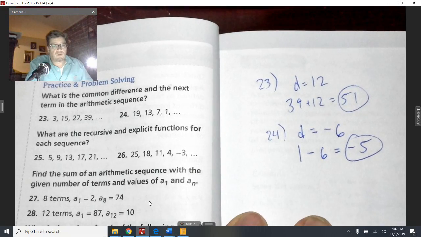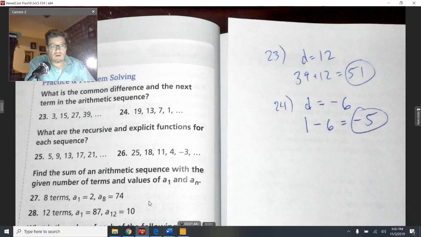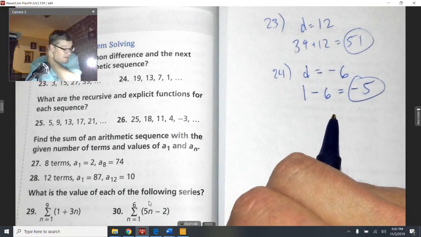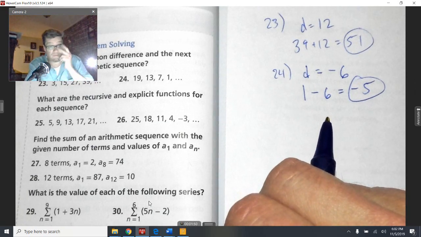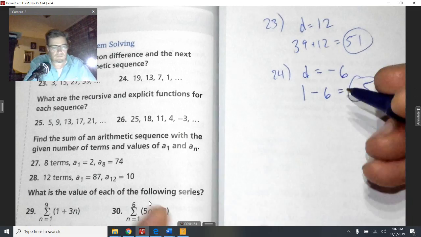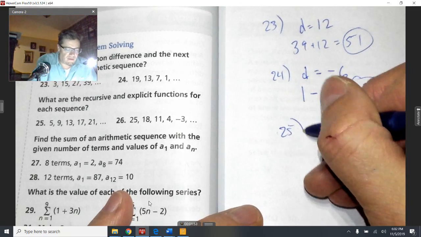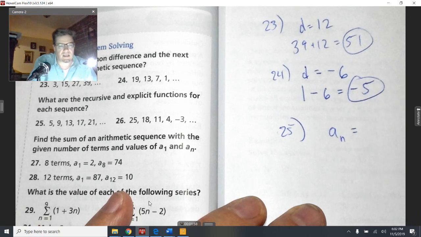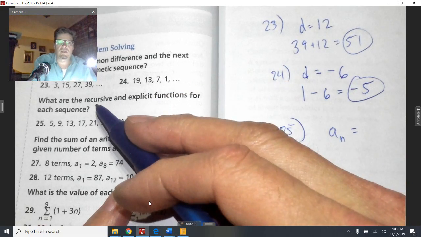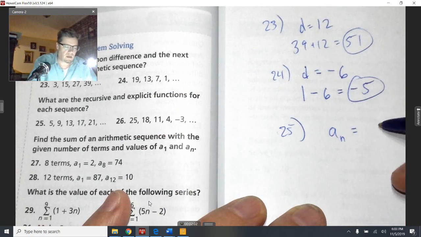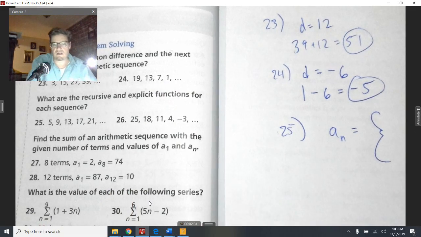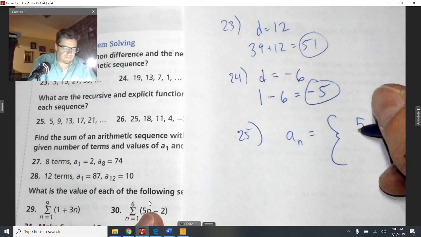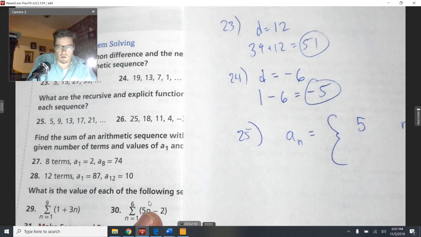All right, now for 25 and 26, we're going to write the recursive and explicit functions for each sequence. Now this is kind of more about formatting. And so for 25, we're going to take our first term. Since it mentioned recursive first, I'm going to do that. Recursive always has a piecewise function. You have your first term, and that's when n equals 1.